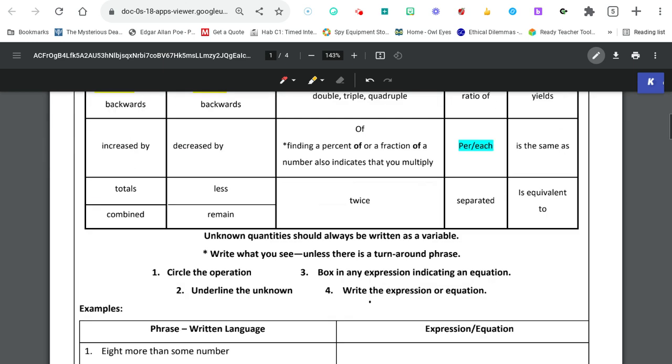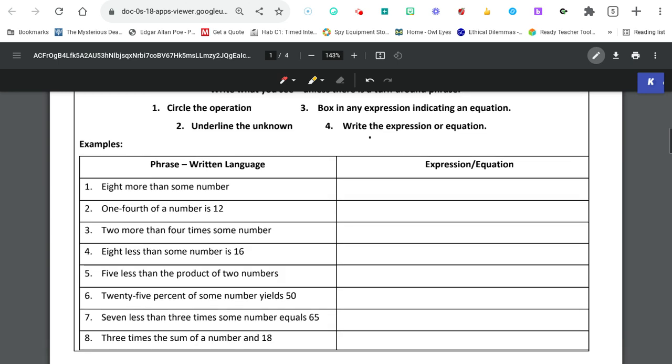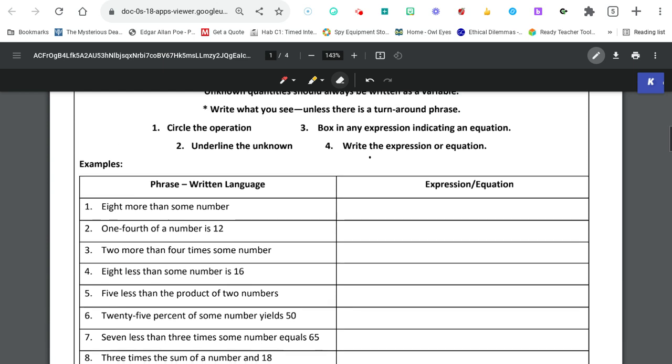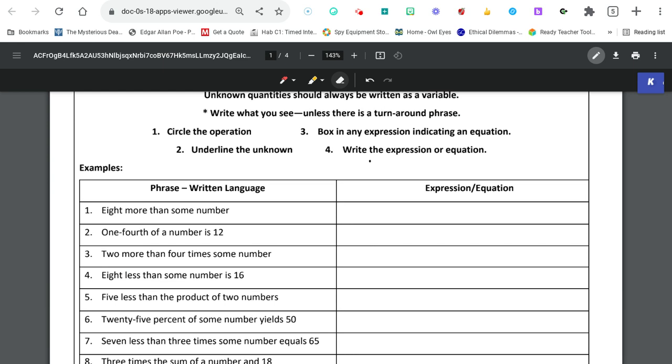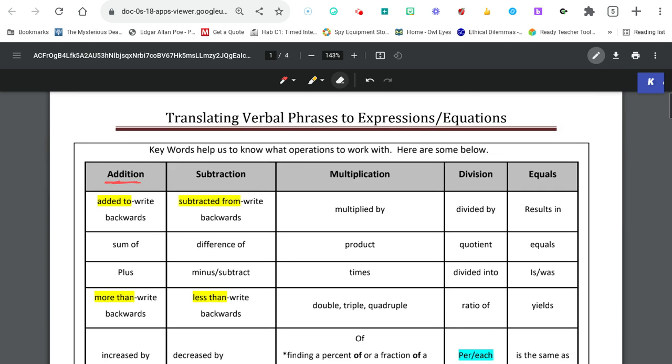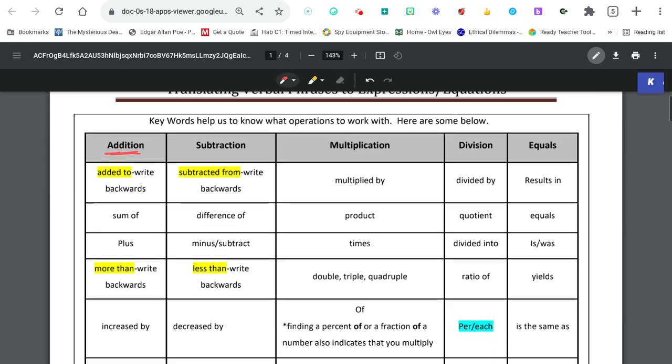And when I say verbal phrases, guys, I'm talking about those that look like this: 8 more than some number, 1/4 of a number is 12, 2 more than 4 times some number. Those are what we call verbal phrases, okay? We're going to translate them or write them as equations or algebraic expressions. But again, let's go back and look at some keywords that indicate addition.